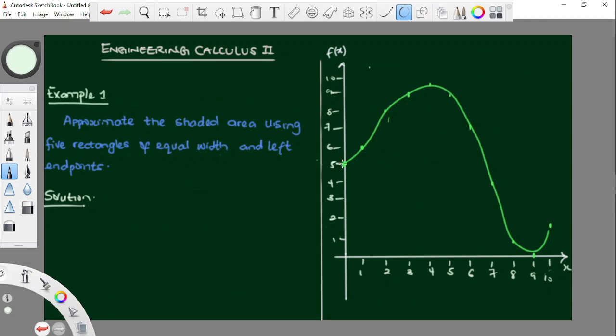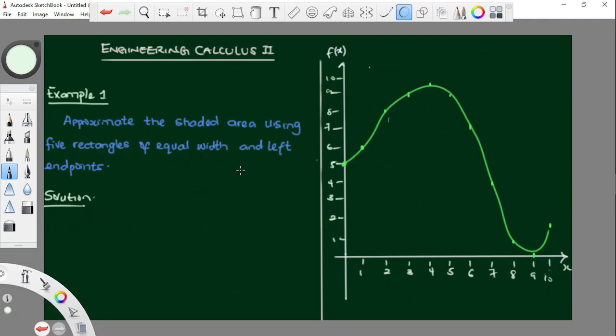So here we have a graph. The points have been given. So we have (0, 5), (1, 6), (2, 8), and so on. And the question is: approximate the shaded area using 5 rectangles of equal width and left endpoint. So this is interesting. So how do we start?